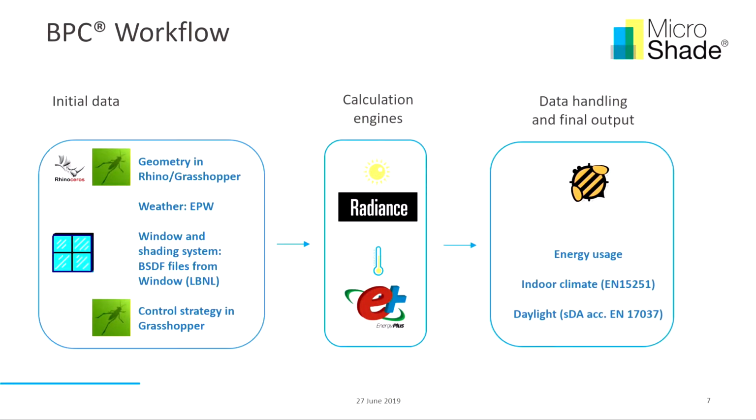So the workflow that we developed, we used Rhino and Grasshopper to create the geometry. We use EPW weather data files. And then we use Lawrence Berkeley's program called Window, where you can build your own glazing and make these BSDF files that can be used in the programs. And the control strategies, we also build them up in Grasshopper. And by using Grasshopper, we're able to do parametric studies, so we can vary all the things that we want to vary. It can be the building size, the window size. It can be different control strategies, whatever we like to vary.